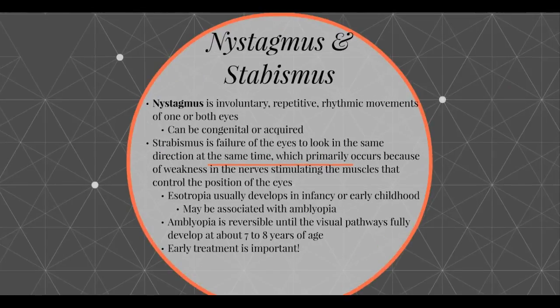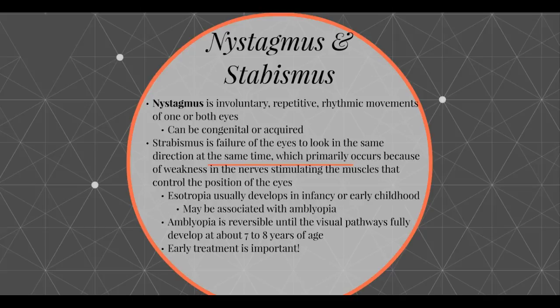Nystagmus and strabismus are the next two things that we'll talk about. So nystagmus is an involuntary, repetitive, rhythmic movement of one or both eyes. And this can be a congenital, so from birth condition, or an acquired condition, so something that develops throughout somebody's lifetime.